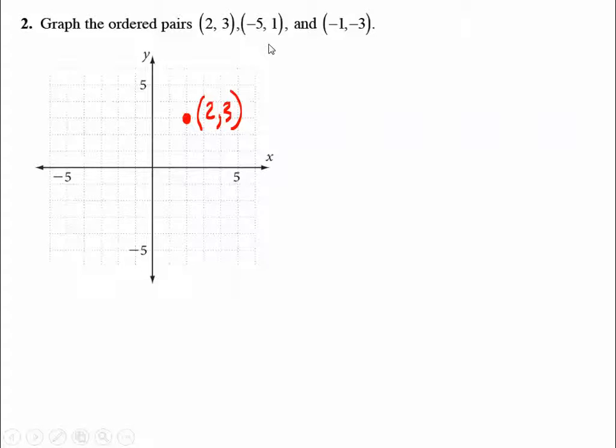I think most of you guys are done here, so let me just write it out. Negative 5, 1, starting at the origin, going to go left 5, up 1. So we have a graph right there, and again, negative 5, 1. Label the coordinate, so you know which one's which.